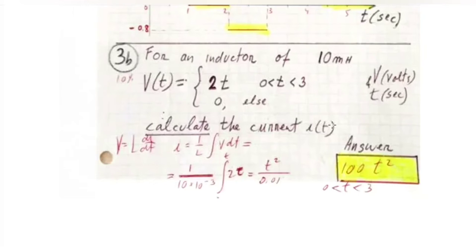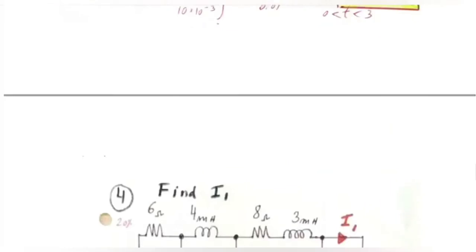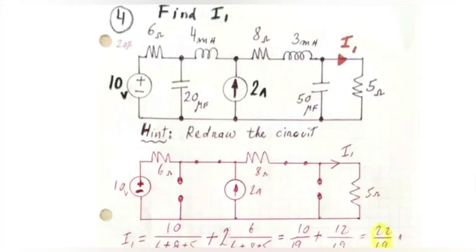Inductor, V equals L di/dt. What's given to me? The voltage. How can I find the current? I need to integrate, right? So the current will be I equals 1 over L integral of V dt. Correct? Yes? I need to integrate in this case. So after integration, I get 100 t squared. This circuit I mentioned to you, I showed, we did this in the class. Yes?